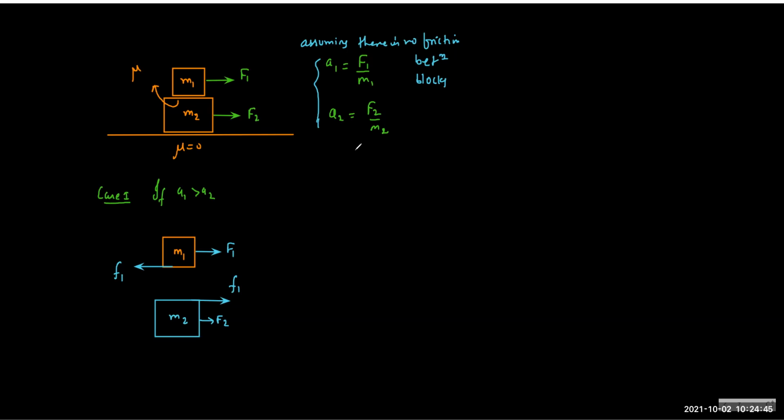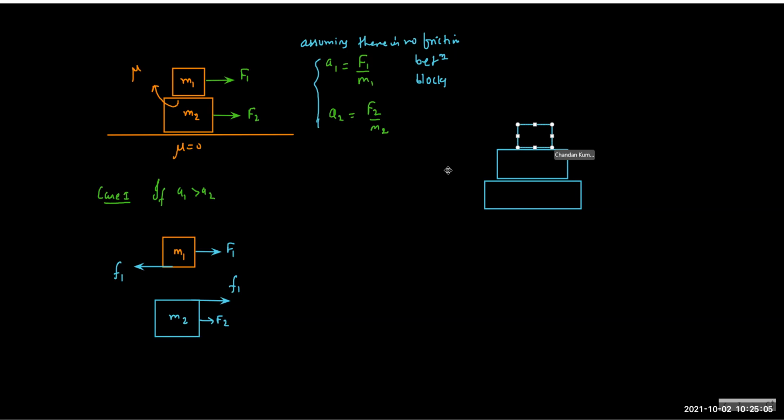Let's say I have 3 blocks. A student asks: in case 2, if A2 is greater than A1, then the upper block will have frictional force forward and the lower block will have frictional force backward. Yes.